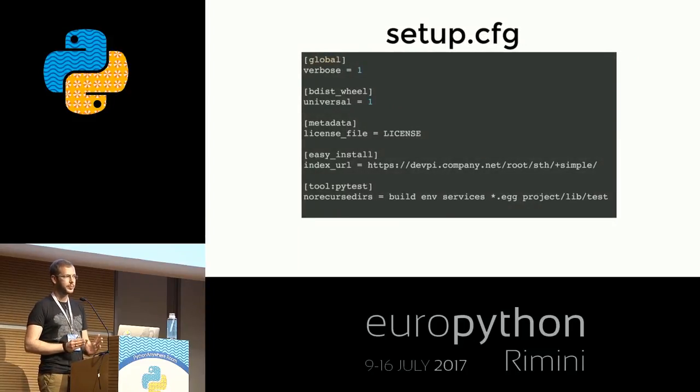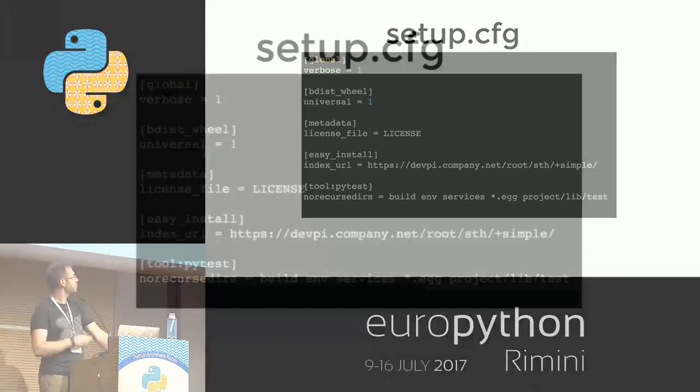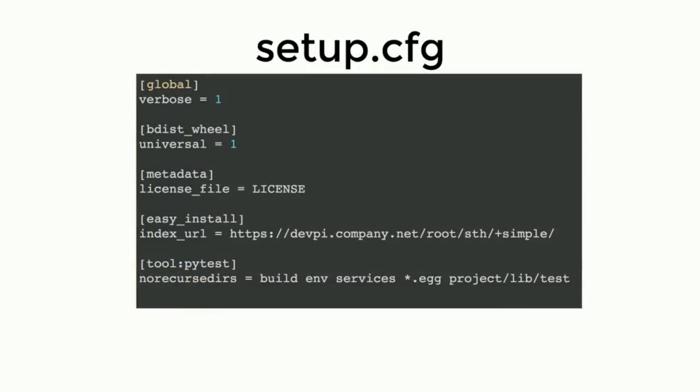Now, that was the setup.py. And there might be a setup.cfg. That is a separate file. When I looked at that for the first time, I didn't have an idea what all those lines were. But that's pretty simple. In the braces, like global, it says when this config should be added. So global means every time you run the setup.py function, verbose equals 1 means that it will add --verbose to your action. The second one, bdist_wheel, every time you build a wheel, it will add --universal.